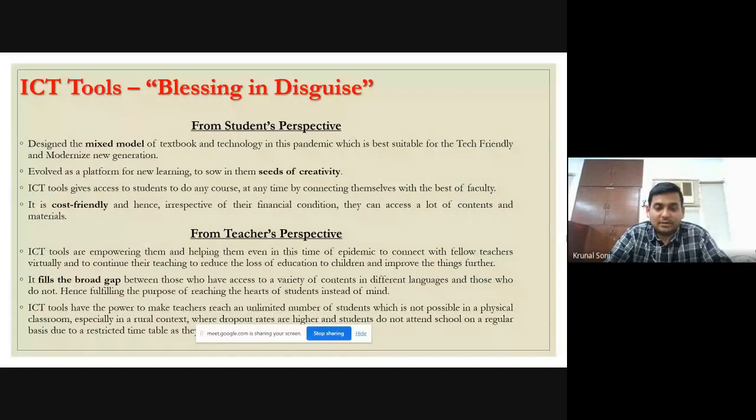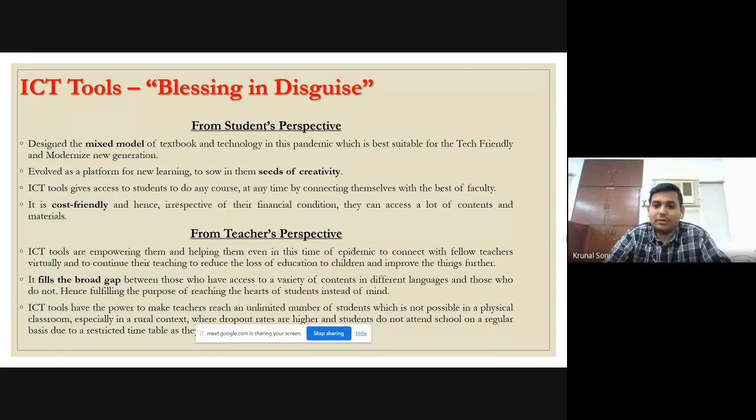So ICT tools, a blessing in disguise. We have taken two perspectives. The first is the student's perspective. The student's perspective is designed as a mixed model of textbooks and technology in this pandemic, which is best suited for the tech-friendly and modernized new generation, evolved as a platform for new learning to sow in them the seeds of creativity, right? So ICT tools give students access to do any course at any point of time by connecting themselves with the best of faculties, right?